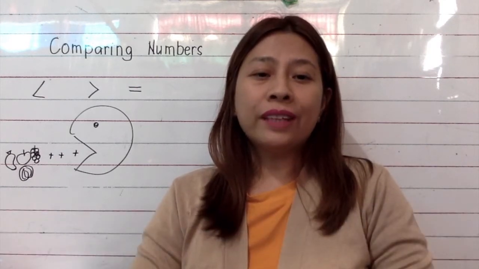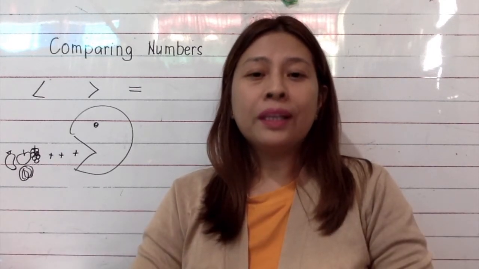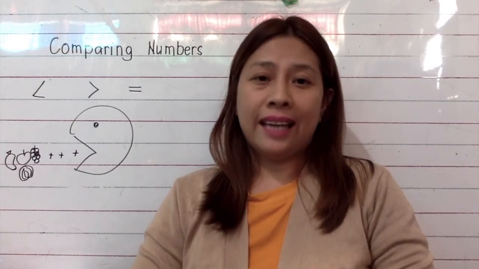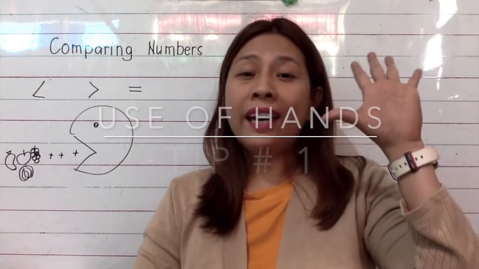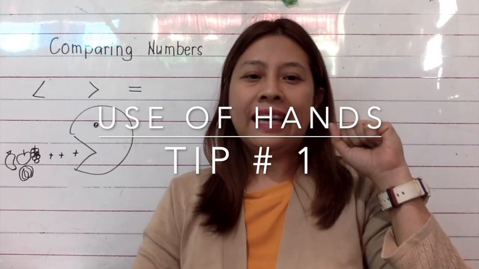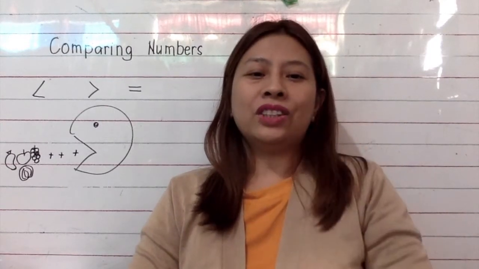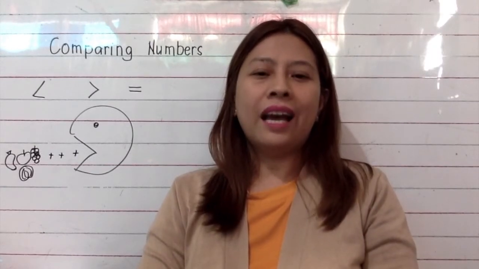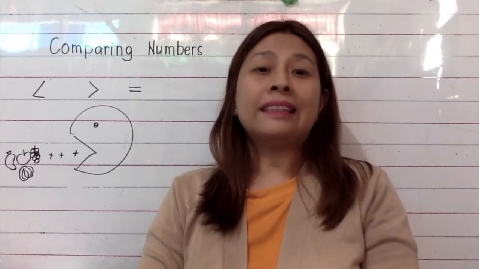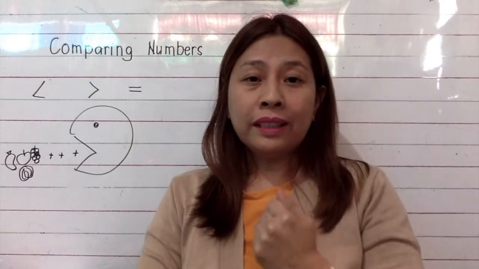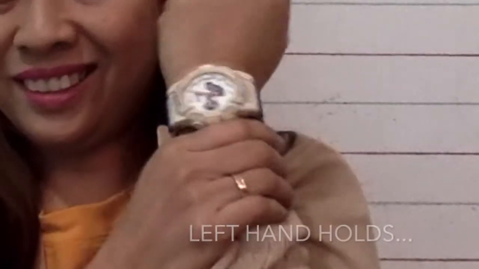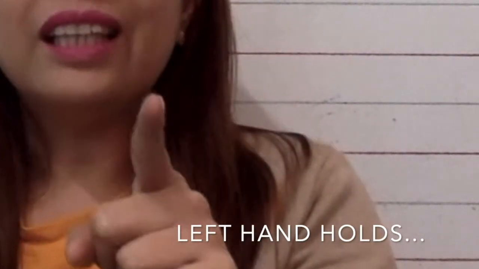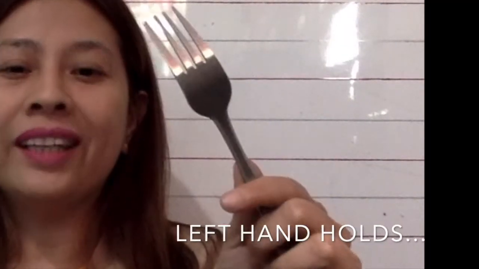So for my first tip for them to remember the less than and the greater than, I use my left hand as a guide. And if the child doesn't know yet the left and right, I always tell them that the left usually wears a watch. And it also holds the fork when you eat.